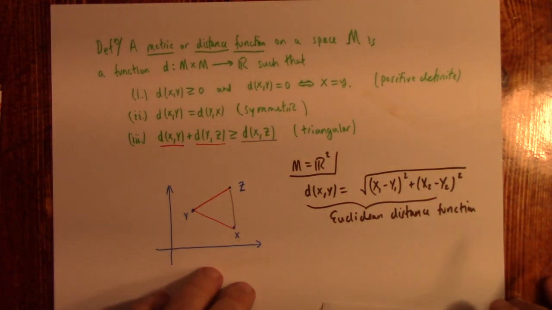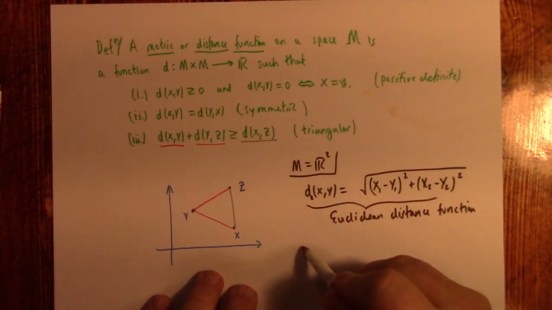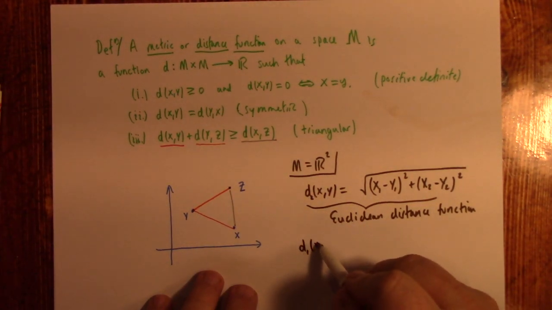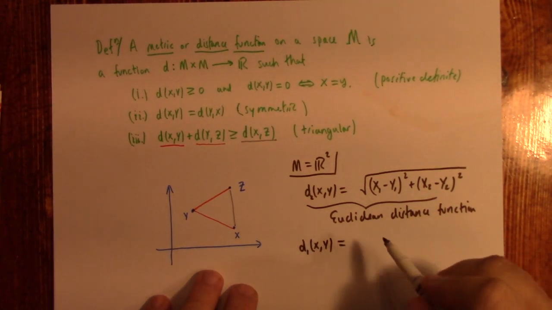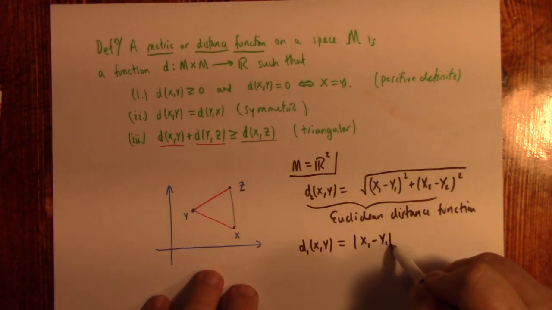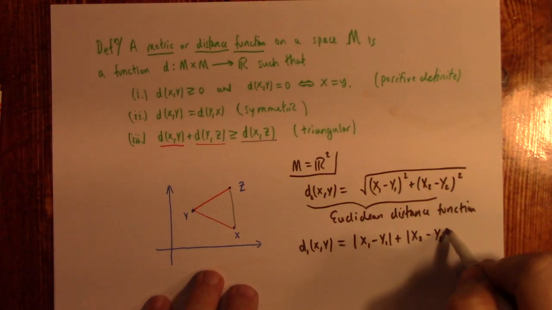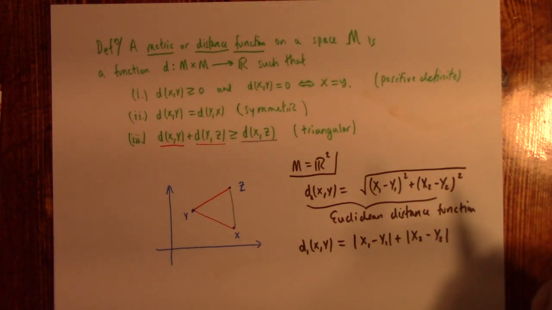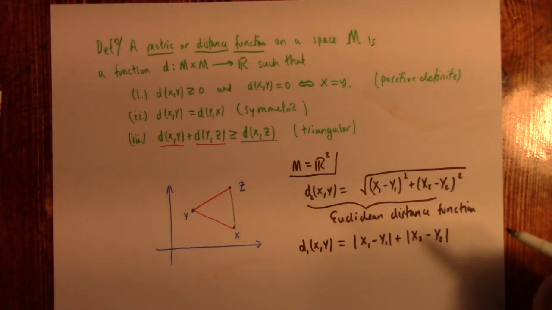But there are other definitions. I could call that d sub 2 maybe. d sub 1, the distance between 2 points in the 1 metric, would be the absolute value of x1 minus y1 plus the absolute value of x2 minus y2. So you just add together the absolute values of the differences. That's another definition of a distance function.